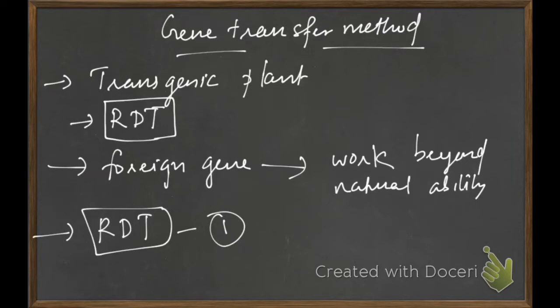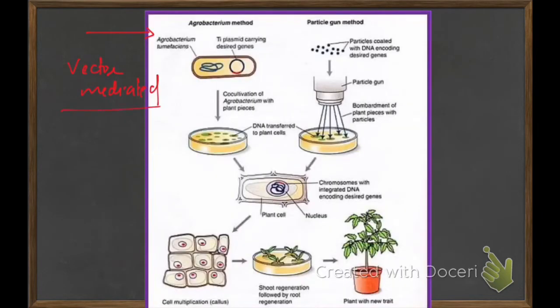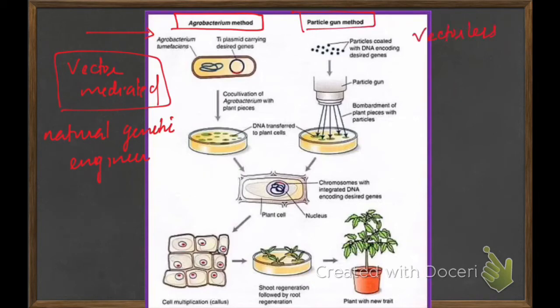Now we will see the two ways by which the DNA engineering is done in plants. One method is vector mediated, where we use a vector. A commonly used one is Agrobacterium, and Agrobacterium is also known as natural genetic engineer. And the other method is the vectorless method. Here we are directly introducing the DNA into the plant cells without a special vector.